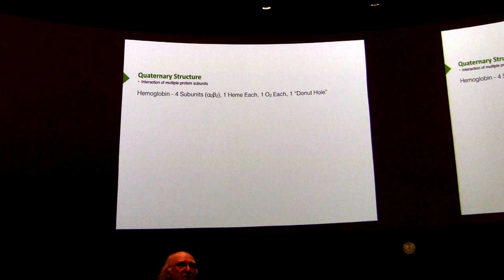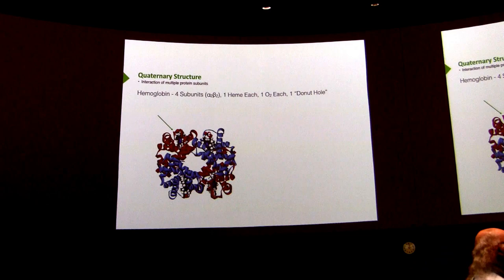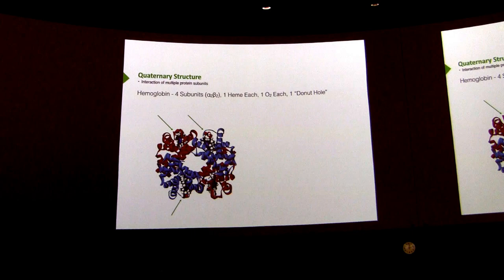The four units, as we will see, are arranged in what I call a donut hole. And that little thing in the middle is a donut hole. So the arrows point to, first, the four different subunits. And no, you don't need to know which one is alpha and which one is beta. The alpha and beta subunits are very, very similar to each other, and so we won't distinguish them in this class. The donut hole is right there in the middle.